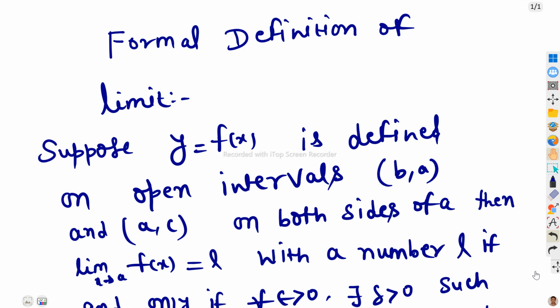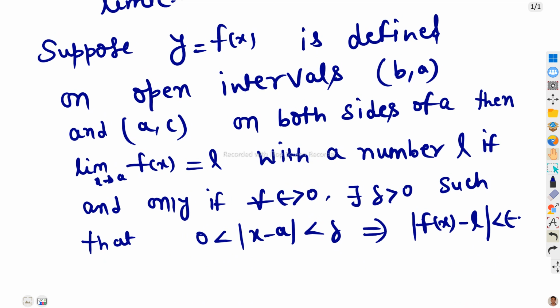We are going to discuss here the formal definition of limits. Suppose y equals f(x) is defined on open intervals (b, a) and (a, c) on both sides of a. Then the limit as x tends to a of f(x) equals L, a number L, if and only if for every epsilon greater than 0 there exists delta greater than 0 such that 0 < |x - a| < delta implies that |f(x) - L| < epsilon.